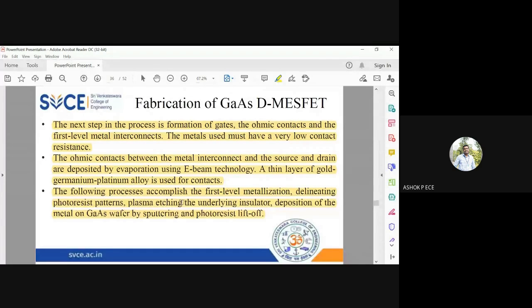Underlying insulator, deposition of the metal on the gallium arsenide wafer. So you want to have a metal contact established on the gallium arsenide layer, right? So for that you will be using sputtering and photoresist lift off, because everything is working in micrometer scale, correct? So you cannot physically do it with your hand. So you have to ensure that the process is completely automated.